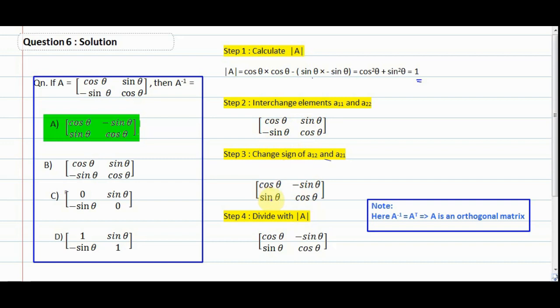Okay, now step 4 is to divide with determinant of A. So here determinant of A is equal to 1. Now when you divide this matrix with 1, we will be getting the same matrix. So our final answer is cos theta, minus sine theta, cos theta. So this is the inverse of the given matrix A. So here the right answer is option A.